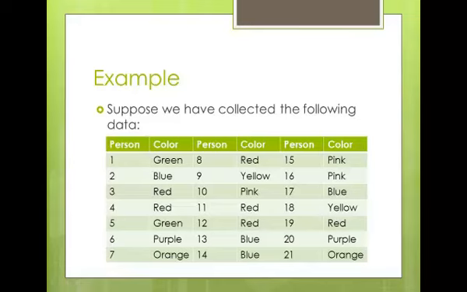So let's suppose we've collected the following data. We have 21 people here, and we've asked them about their favorite color. So the first person, for example, has said green. The second person has said blue. The 10th person has said pink. The 20th person said purple, and the last person said orange. So this is the raw data. This is just the list of every single person and their favorite color.